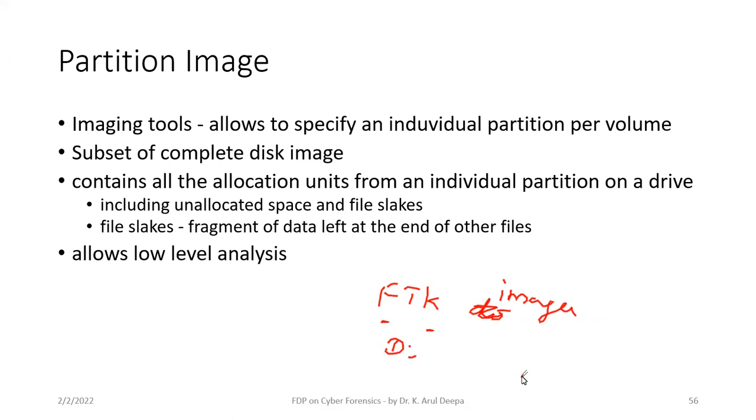So it contains all the allocation units from an individual partition over a drive. Within the drive, all the unallocated space, all the file slack will be there. File slack is nothing but the portion, the fragment of data left at the end of other files. Some portion of a file could be there in other files. Such a small portion can also be taken with you by partition images.